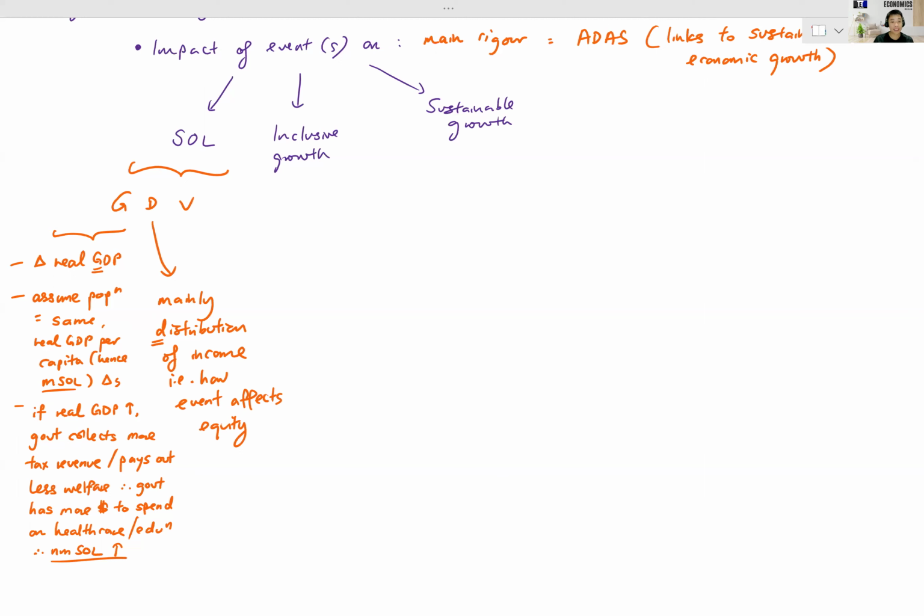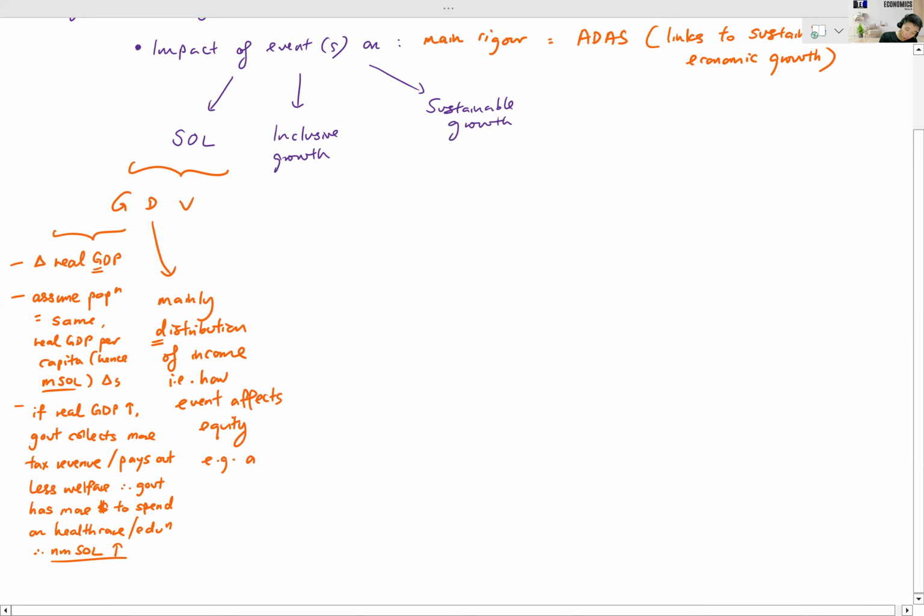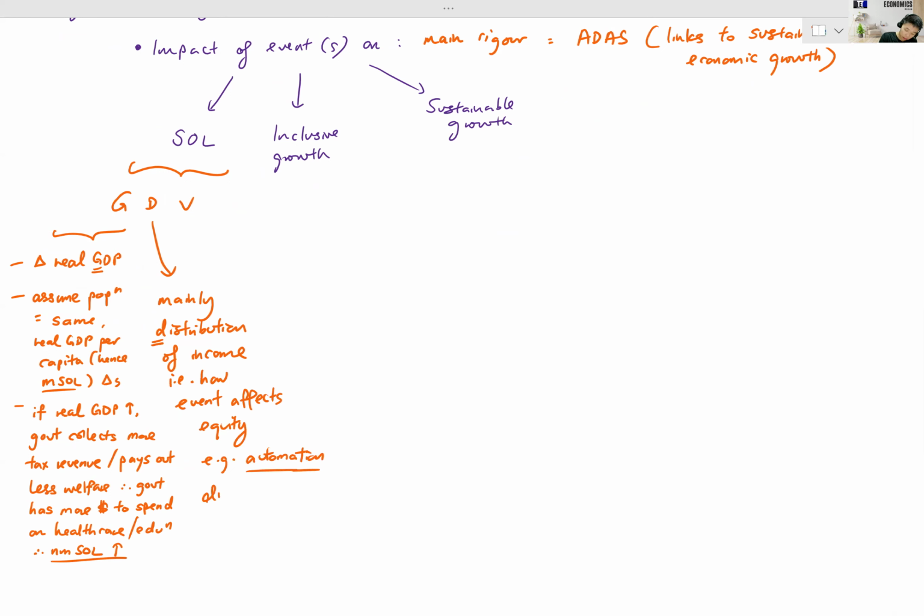Let's say higher price of necessities. Okay, low-income families suffer more than others because why? They spend more of their income on these goods. Okay, some events also affect low-income groups, like automation. If the event is automation, you will displace low-skilled workers. So these are certain things you can consider.